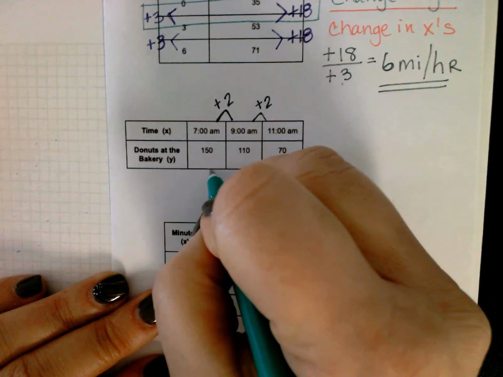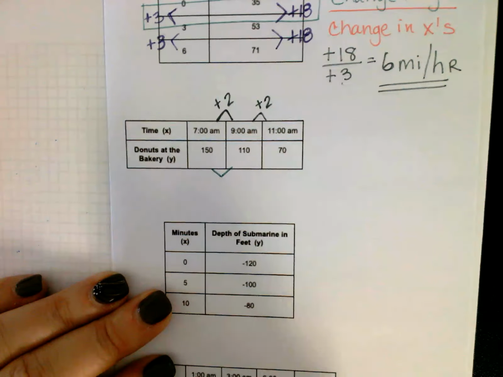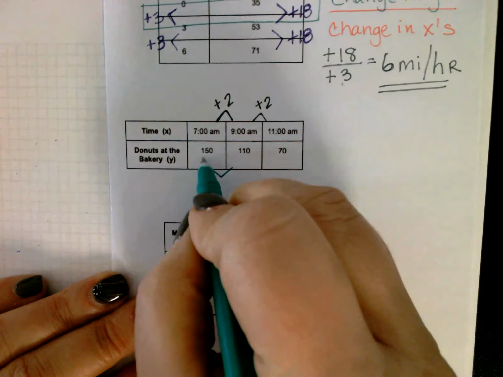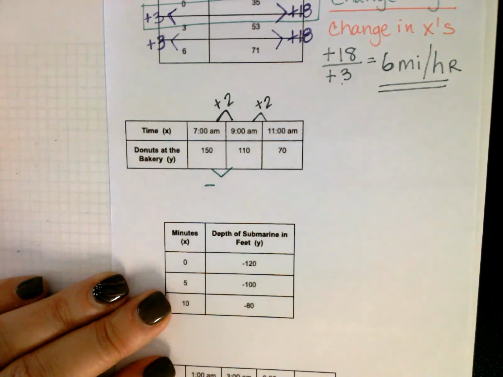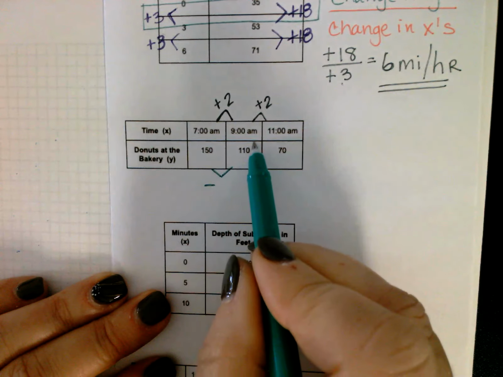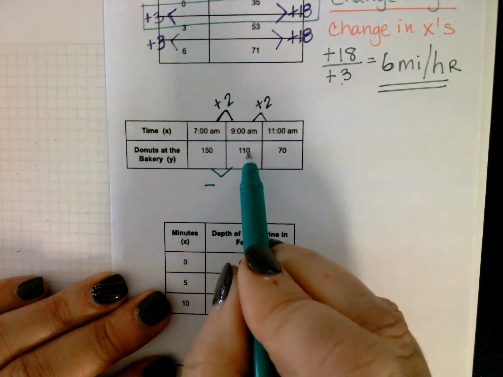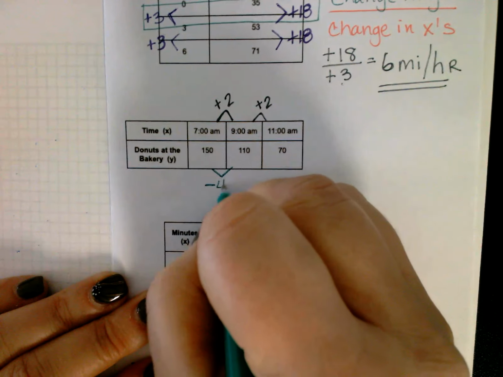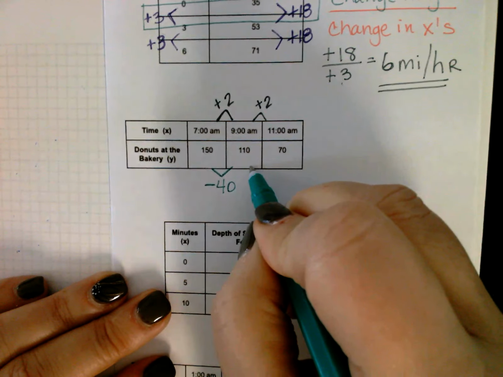Now we'll look at what's going on with the donuts. At 7 a.m., they started at 150. At 9 a.m., they had 110. That is a decrease. The numbers are getting smaller, so I know it's going to be negative. The difference between those two numbers, again, if you need a calculator, you would do 150 minus 110 and get 40. So over those 2 hours, they sold 40.